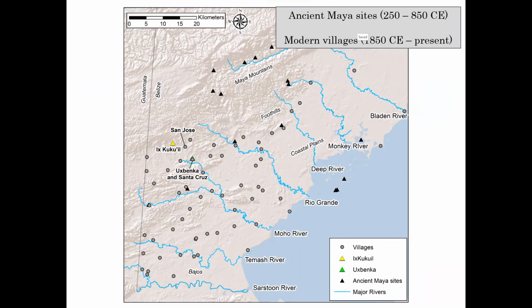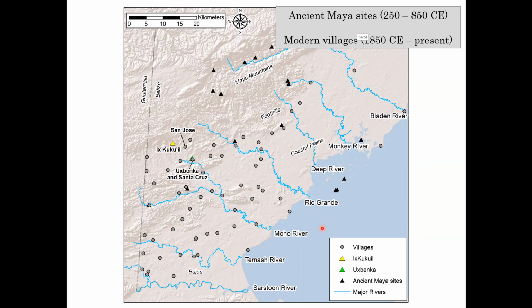This map shows the distribution of both modern and ancient Maya cities in southern Belize, where modern villages are indicated by the gray circles and ancient communities are indicated by the black triangles. And we can see that there are several different geographic regions, including the Maya Mountains to the north, the foothills, the coastal plains, and finally the coastal areas and keys in the sea. And there are distinct and diverse resources available in each of these four main ecological zones: the keys and coasts, the coastal plains, the foothills, and the Maya Mountains.